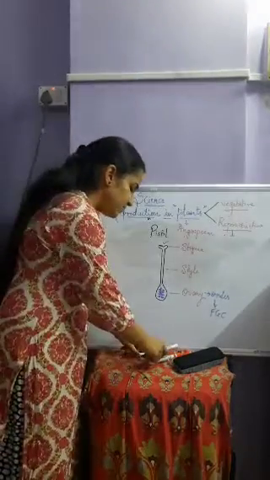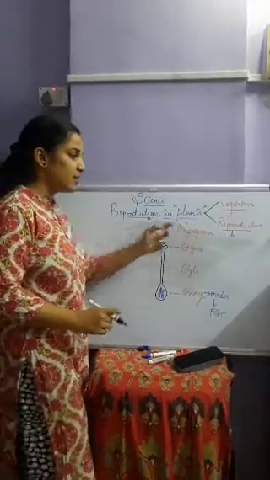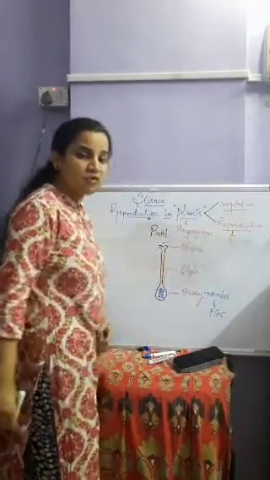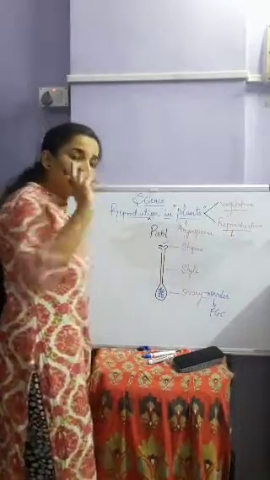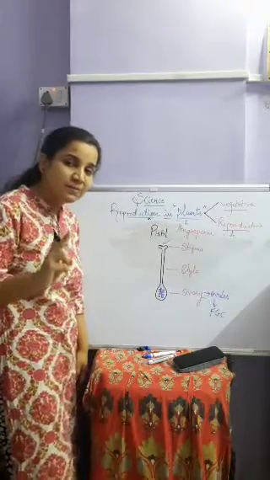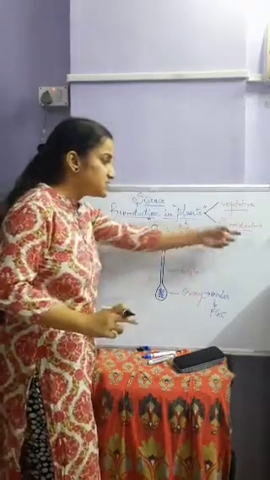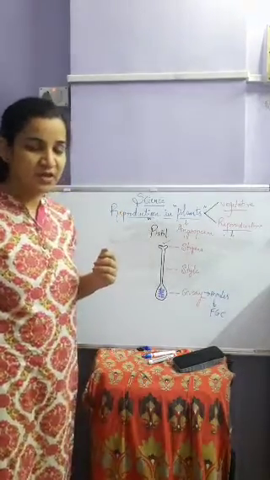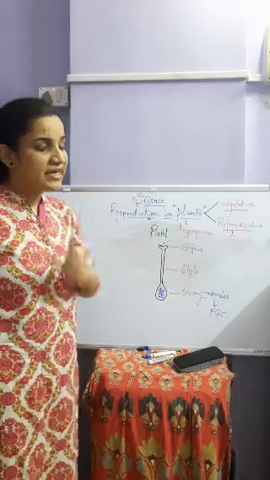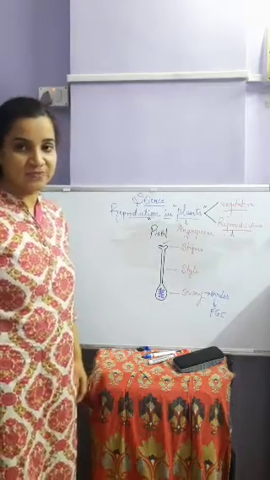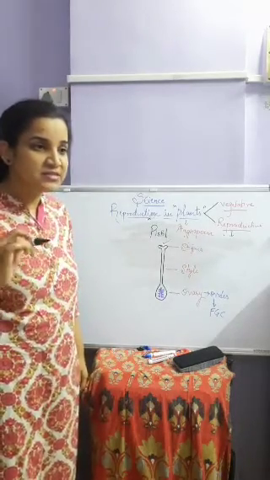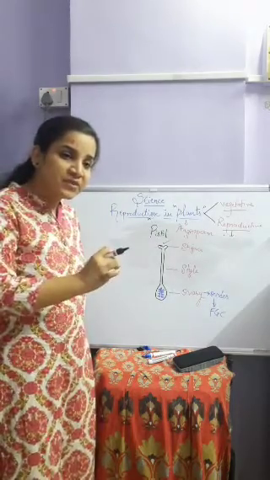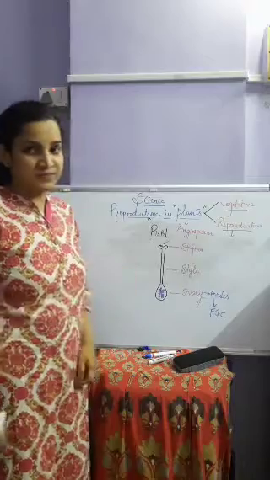Always remember, when we are talking about sexual reproduction in plants, with the help of the reproductive organs, the first step in the process of reproduction will be pollination, and the second step will be fertilization. Pollination is the transfer of the male gamete till the female part.